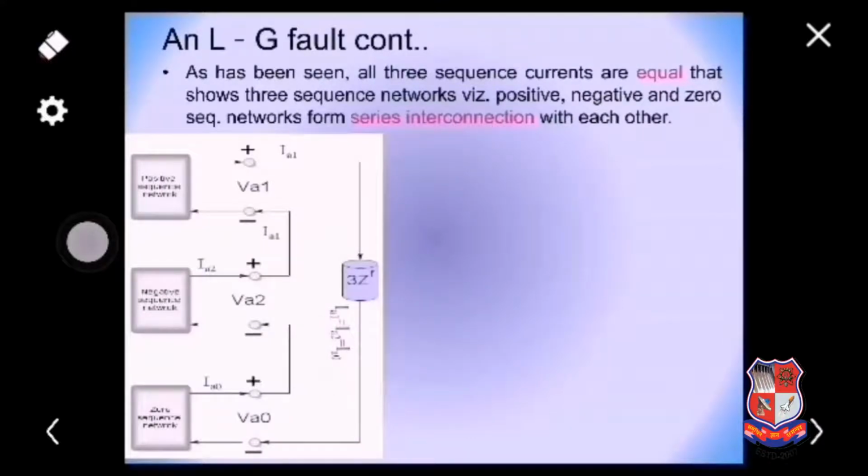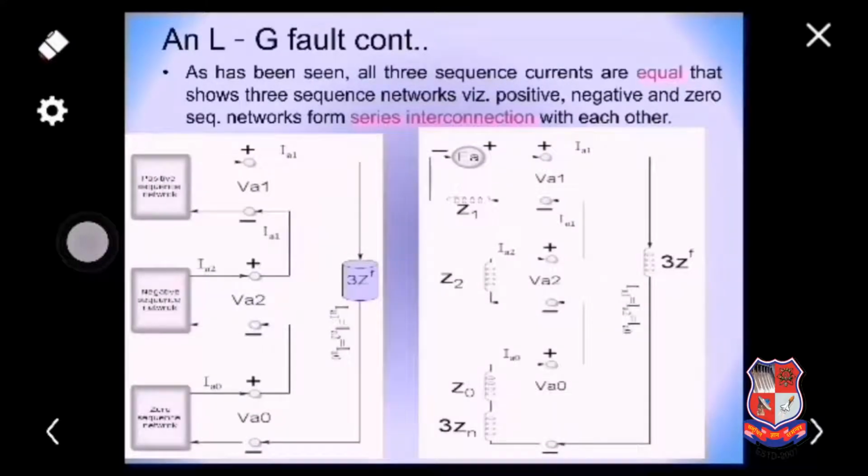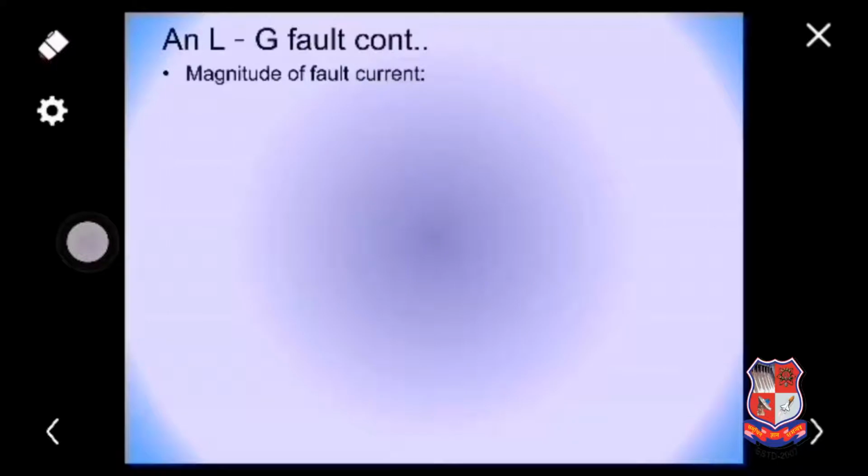Now this is the block representation and this is the circuit representation. Zero sequence network, negative sequence network and positive sequence network are all in series. Only the positive sequence network has a source. Now let us derive the fault current equation by first finding the sequence current.